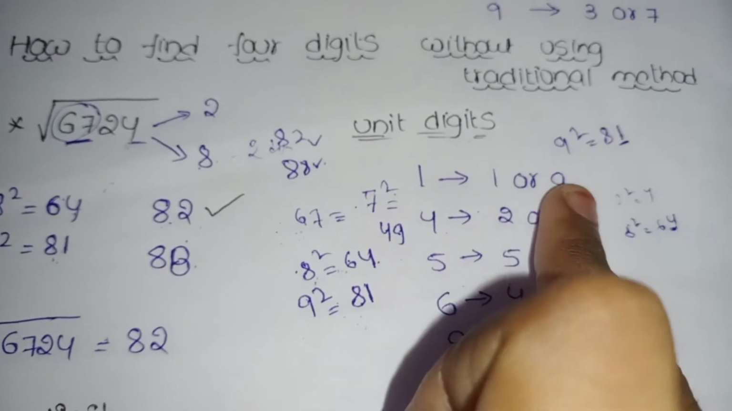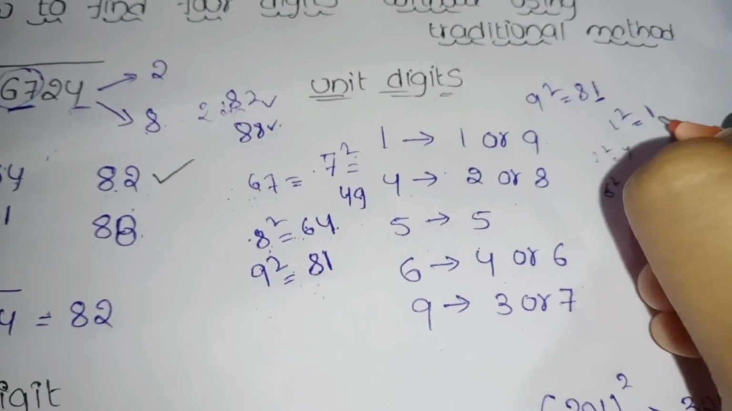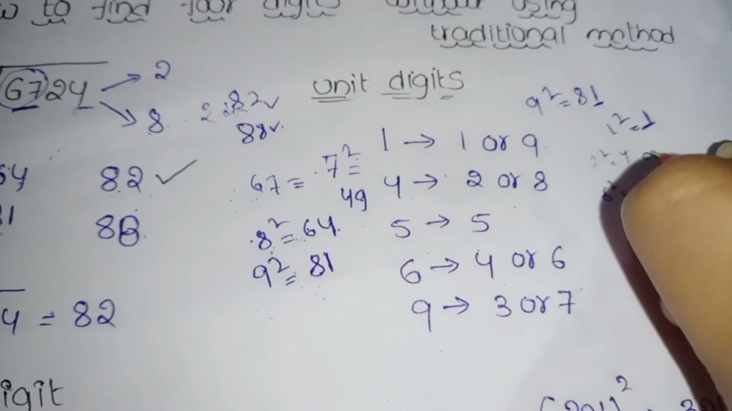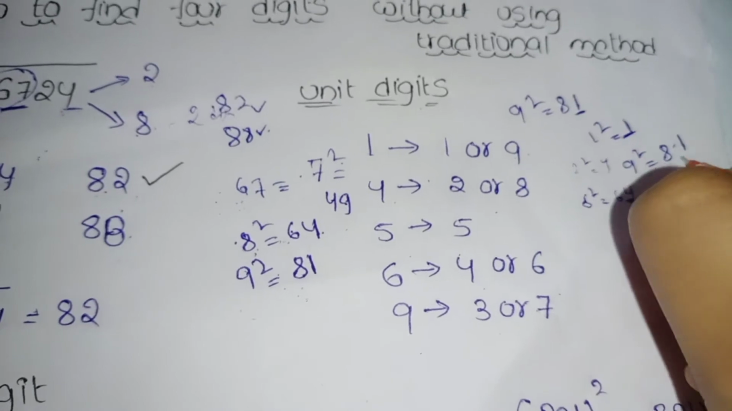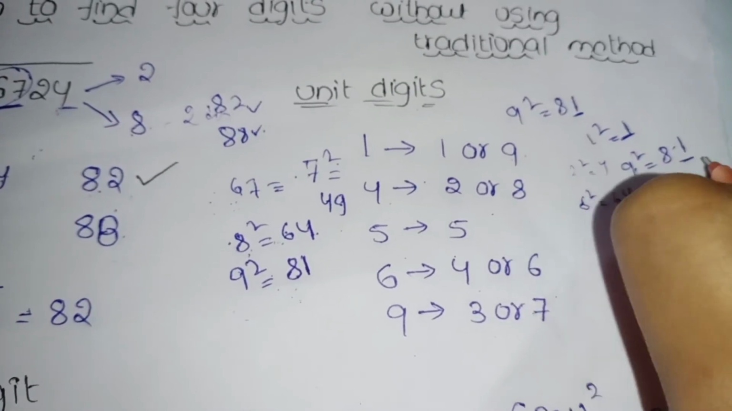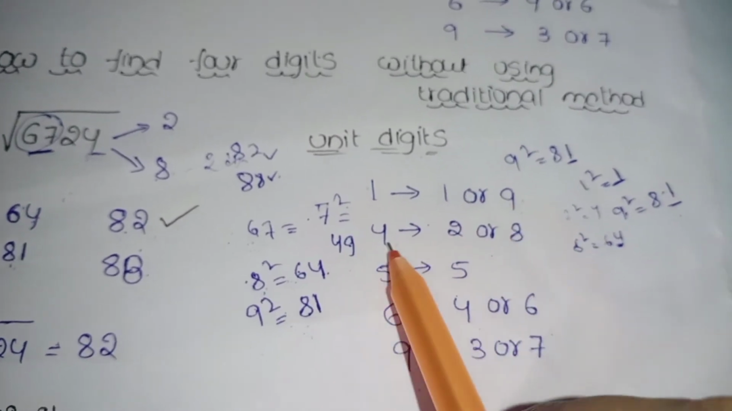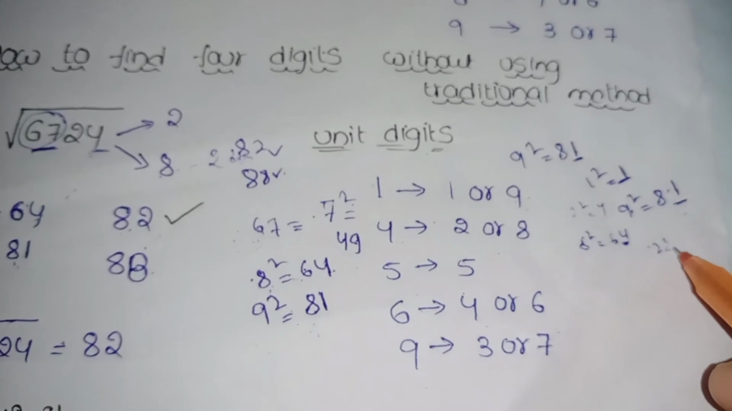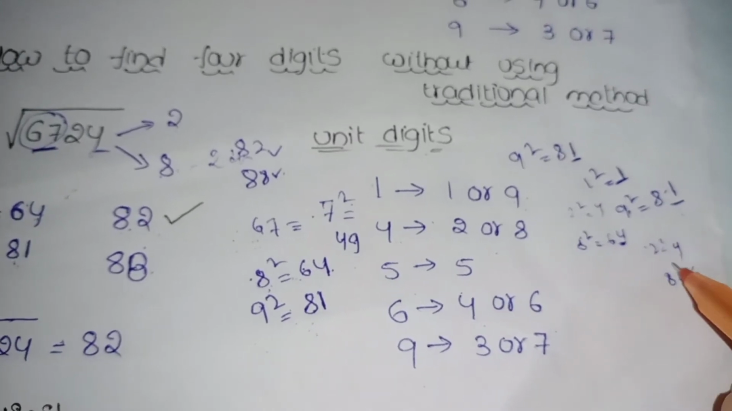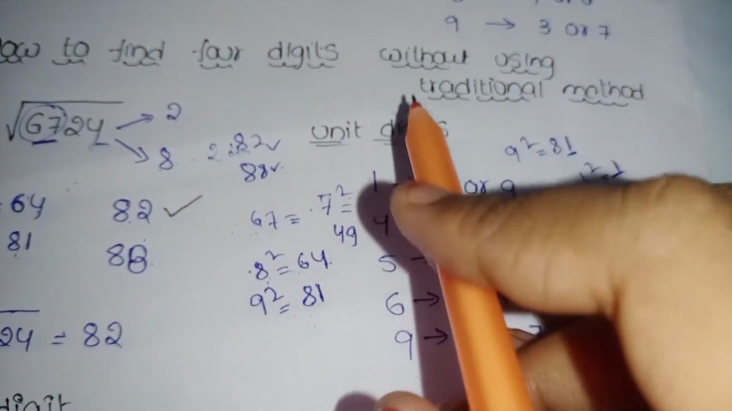Why 1 having 1 or 9, ma'am? I told you 1 square equals 1, so the unit digit is 1. 9 square equals 81. Unit digit means the 1's place, so the 9 square unit digit is 1. So, 1 having 1 or 9. For 4, 2 or 8: 2 square equals 4, and 8 square equals 64. Like this, we have to find the unit digit.